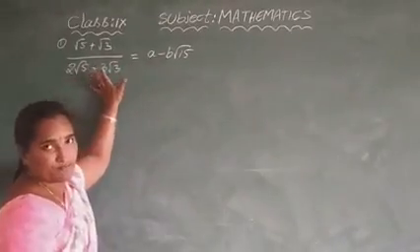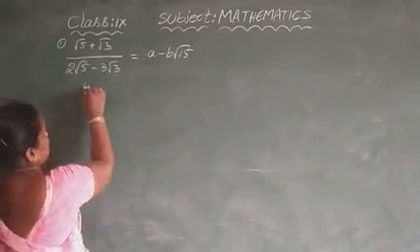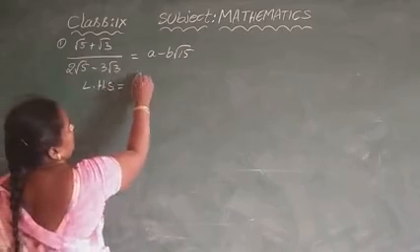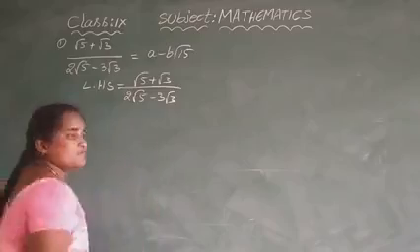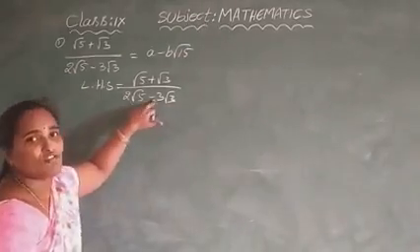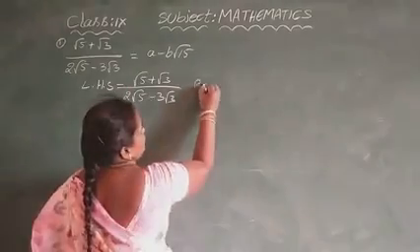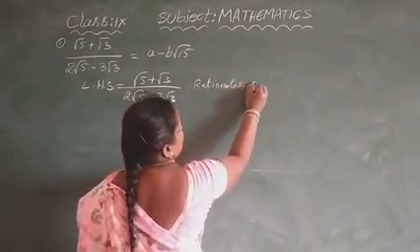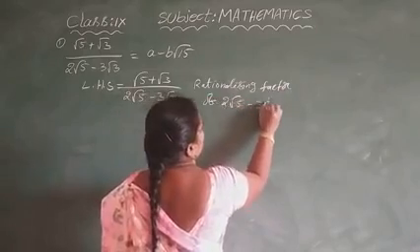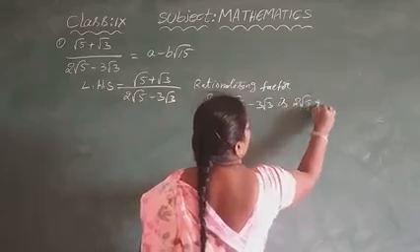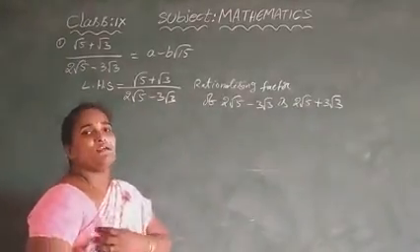First of all, you take LHS and rationalize the denominator using the rationalizing factor. That is root 5 plus root 3 divided by 2 root 5 minus 3 root 3. See here, for the rationalizing factor, look at the sign and reverse the sign. Here minus is there, so the reverse sign is plus. So the rationalizing factor of 2 root 5 minus 3 root 3 is 2 root 5 plus 3 root 3.